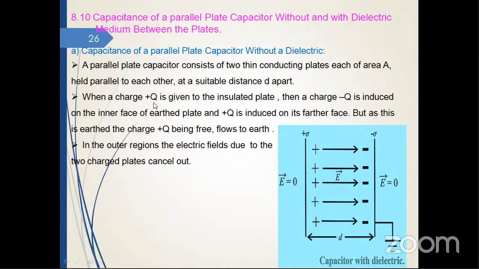Okay, when a positive charge Q is given to the insulated plate, then a charge minus Q is induced on the inner face of the earthed plate, and positive Q is induced on its further face, but as this is earthed, the positive Q freely flows to the earth.